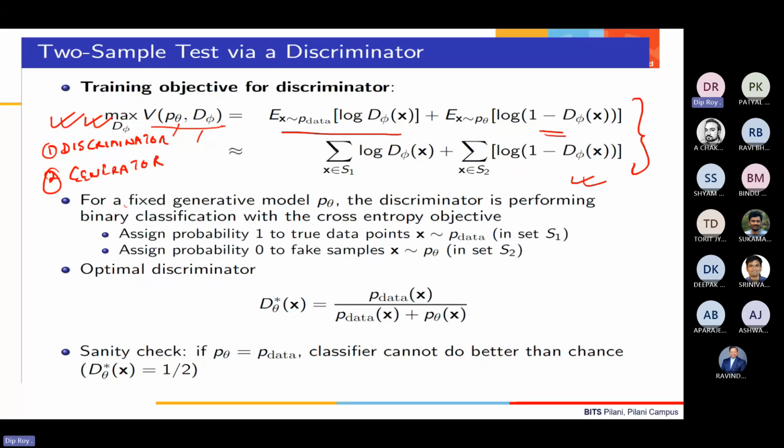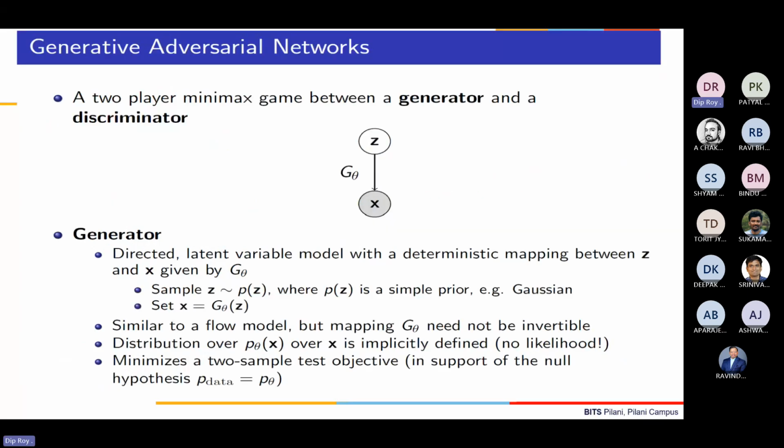Okay. So now the question is, what is an ideal GAN setup?